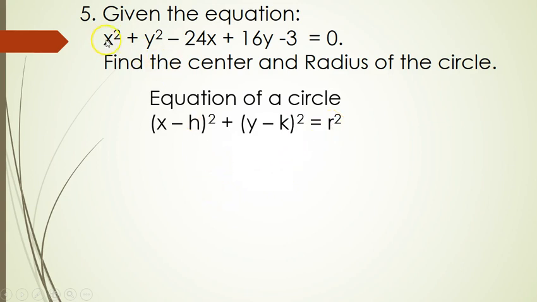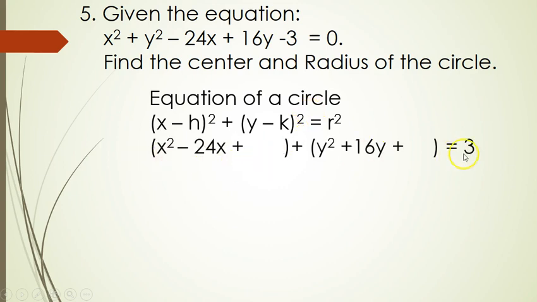So now we're going to group the x's, the x squared and the negative 24x, in one set of parentheses, and the y squared and the 16y in another set of parentheses, and we're going to move this negative 3 to the other side of the equal sign. We're going to do all of that in one step. Then we're going to divide this middle coefficient, this negative 24, by 2, and put it in a set of parentheses where we have x minus the 12 squared. Then we do the same thing over here. We divide the 16 by 2. That's how we get the positive 8 here, and that should be squared right there.